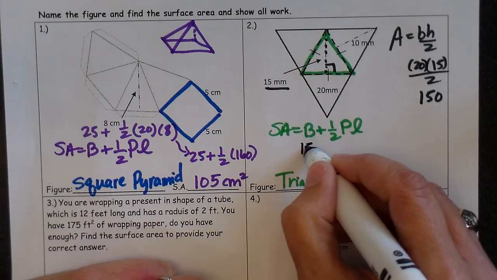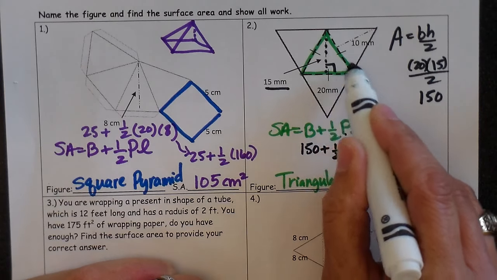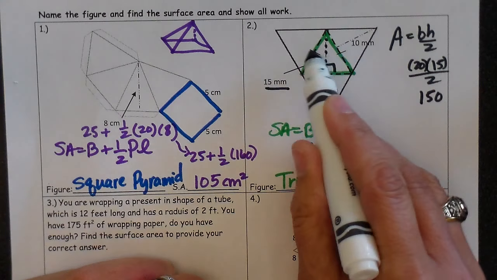So I'm going to plug in 150 for the area of my base, plus 1/2 the perimeter of the base, which is 20, it's all marked congruent. See those markings? 20 plus 20 plus 20, so that's 60, times my slant height, which is over here, which is 10. If I were to fold this up, the 10 is my slant height. So I'm going to have 150 plus 1/2 of 600. So 300 plus 150 is 450 square millimeters. Okay, so those are the first two.